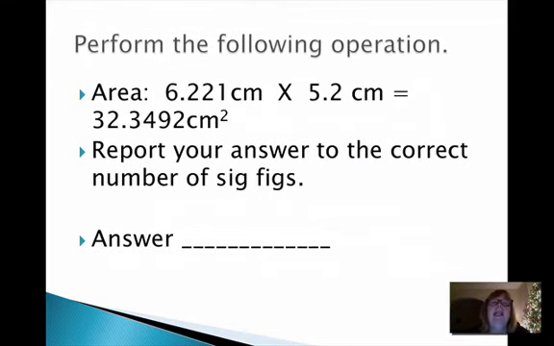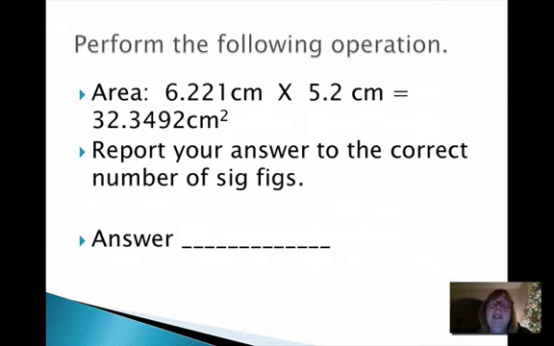Let's pretend we're getting the area of something. Somebody has a really precise ruler, and it measures 6.221 centimeters. How many sig figs is 6.221? 4. And then somebody else with another ruler can only measure to two significant figures, and they get 5.2 centimeters.